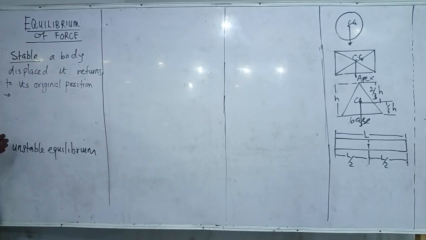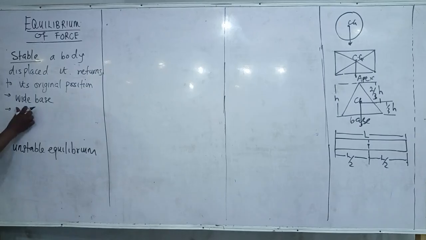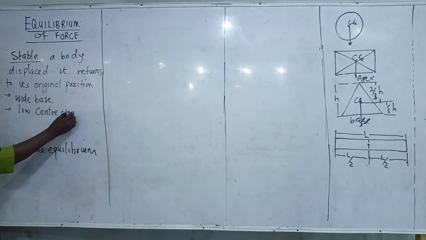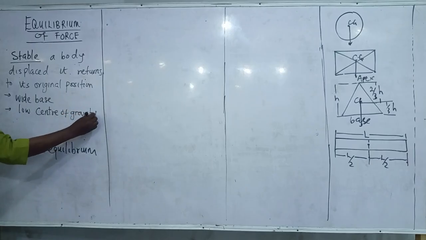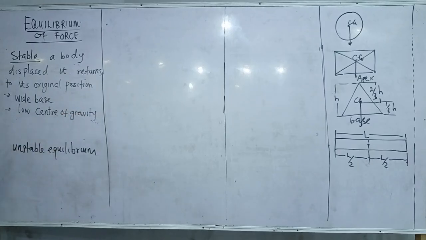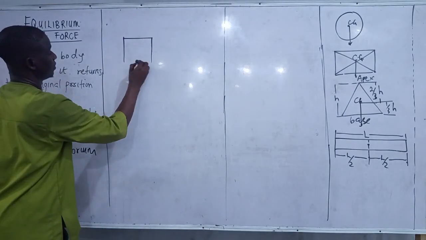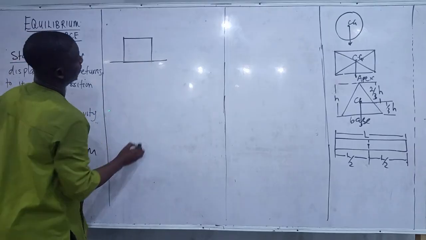Now, what are the examples of a stable equilibrium? When we talk about stable equilibrium, what do we mean by that? Number one, what are the things to watch out for? It must have a wide base. Number two, it has a low center of gravity. Low center of gravity. For example, if I draw something like this here, look at it. This is a stable equilibrium.